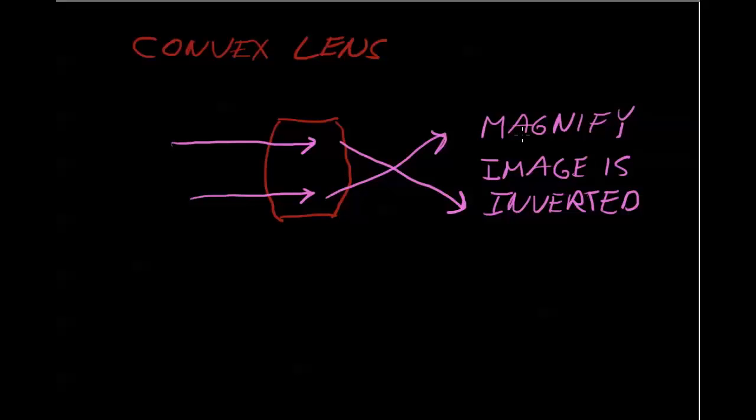Your magnifying glass. When I was a kid, we used to try to burn ants. The magnifying glass, all that kind of fun stuff. And the image is inverted. Your microscope's got magnifying or convex lenses, and telescopes. Many of these different optical instruments have a combination of many different types of lenses, but these are just a couple of the basic ones.